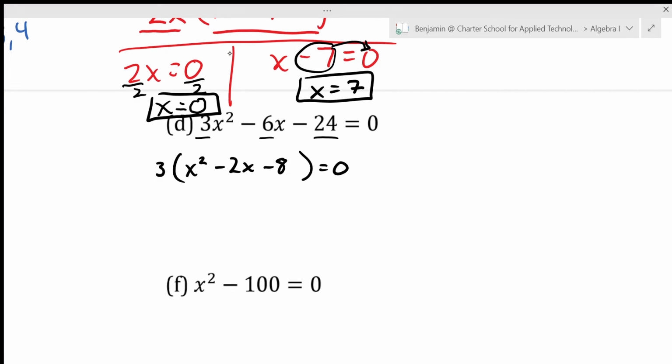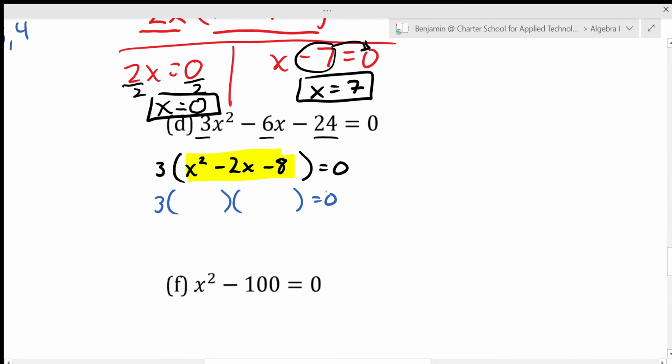So I have to think only about this part. I don't worry about the 3 anymore, just because I still have to have factors. So I need two sets of parentheses. I know that x times x gives me x squared. But I have to write down 8 again. I'm not worried about 24. 24 is out. 8 is what we're looking at, that's the only thing I highlighted.